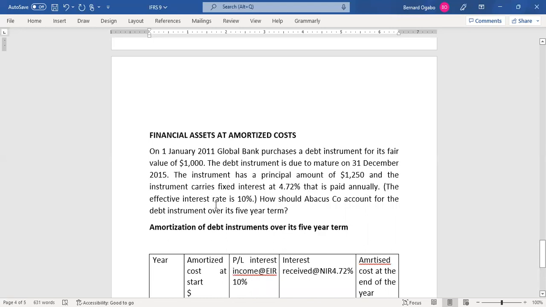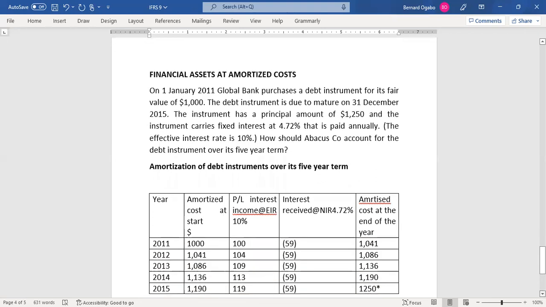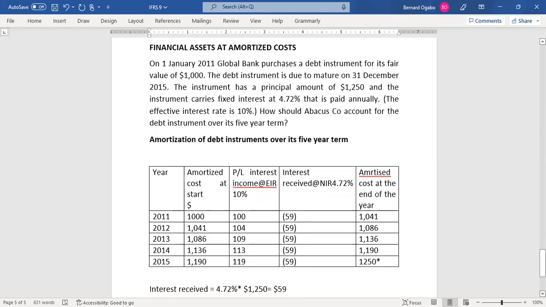The effective interest rate is 10%. How should Global Bank account for the debt instrument over the five-year term? Like we said previously, but even if you've not listened to the previous videos, that's not a problem.